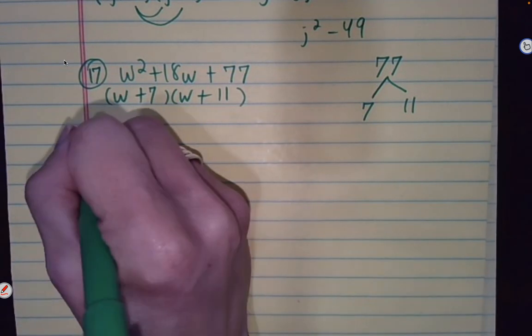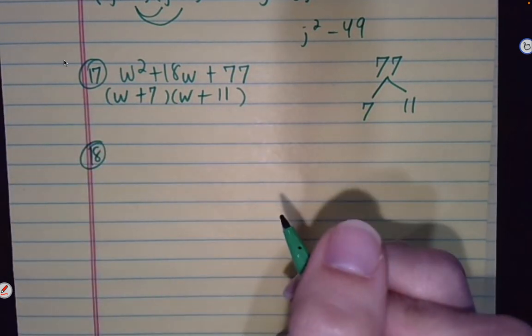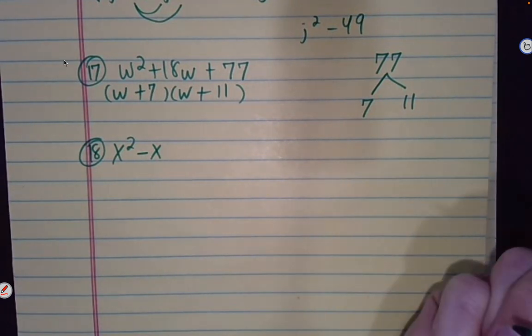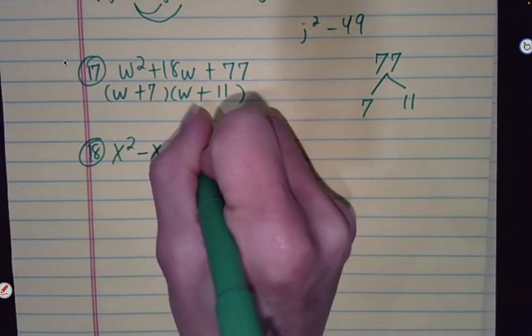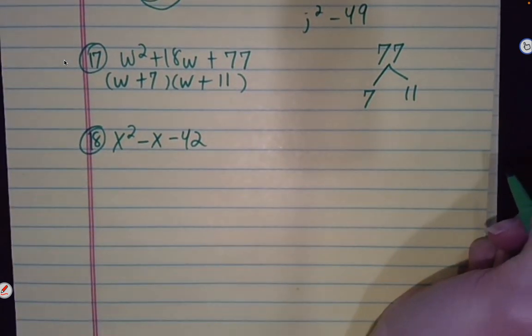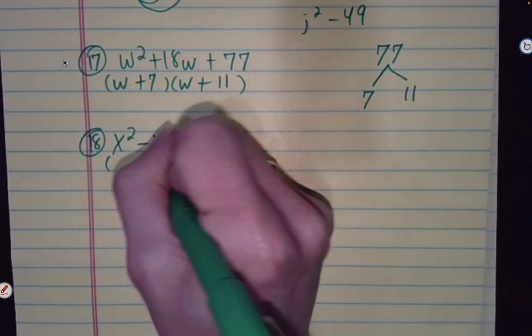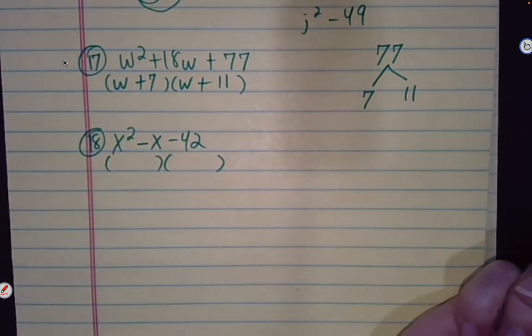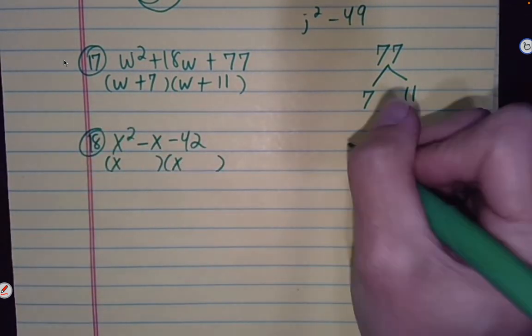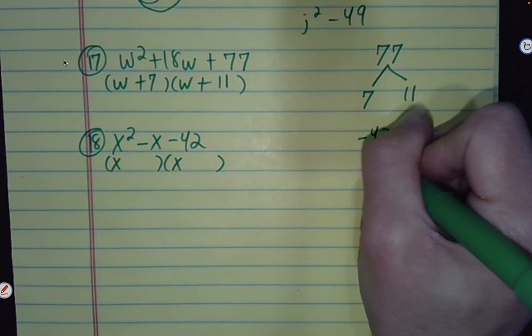No? Not yet? Let's look at number 18. X squared minus 1x, that's what that is, minus 42. There's no number out front when I go to factor. So my factored form, I can just go straight to my 2 parentheses. What goes at the front of it? X times x.